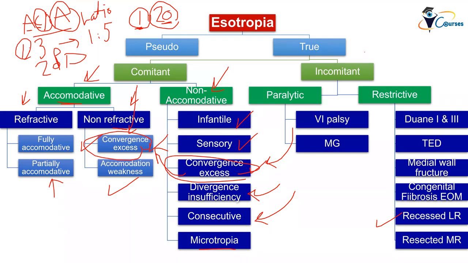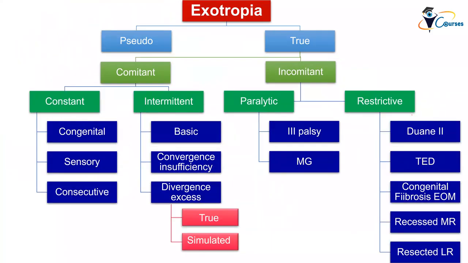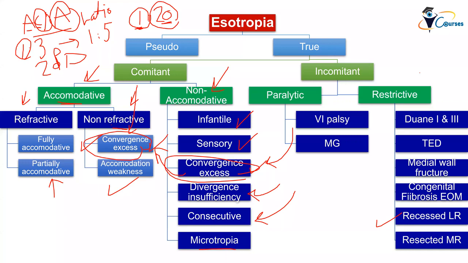For the incomitant esotropia, we also have different types. The incomitant can be paralytic or restrictive. So what are the kinds of paralysis that will result in esotropia? It will be a paralysis in the sixth nerve, or sixth nerve palsy, causing esotropia, which is incomitant. Myasthenia gravis, we can consider it as paralytic because there is abnormality in the neuromuscular junction, so it can cause paralytic strabismus.